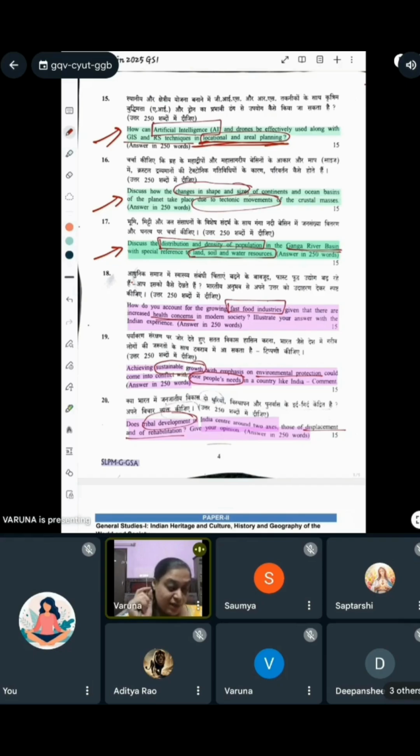Discuss the distribution and density of population in Ganga River Basin with special reference to land, soil, and water resources. Population distribution and density related questions have been asked in the past too. But this year they have made it difficult by limiting it to the region of the Ganga River Basin. And now you have to discuss how the population has been distributed there and how land, soil, and water resources are impacting the density.